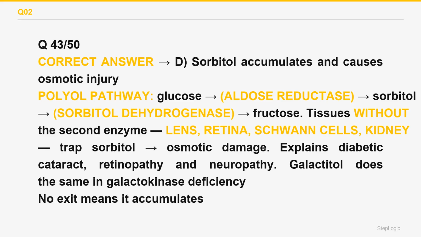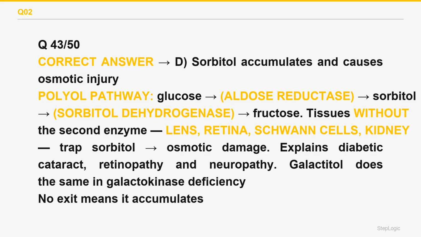The correct answer is D. The same logic explains a separate inherited disease and is worth pairing. In galactokinase deficiency, galactose is reduced by the same aldose reductase to galactitol, which is likewise trapped in the lens and causes infantile cataracts. Recognizing the shared mechanism turns two unrelated-looking facts into one principle.